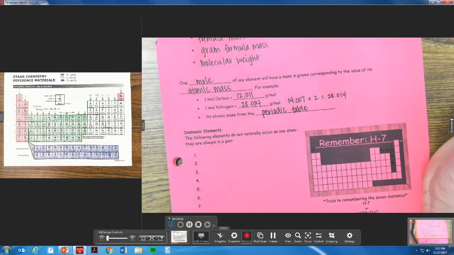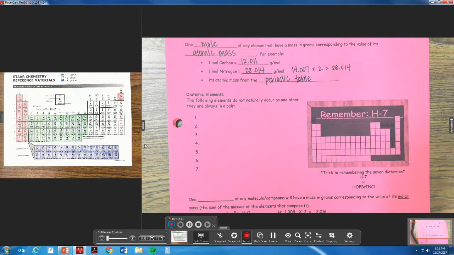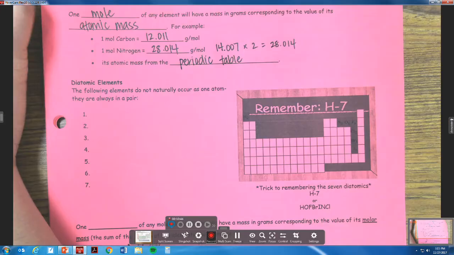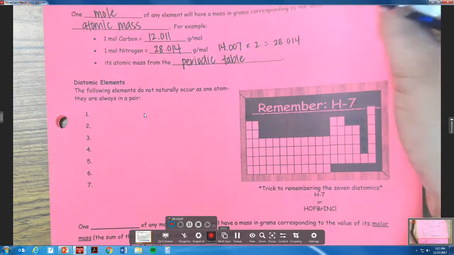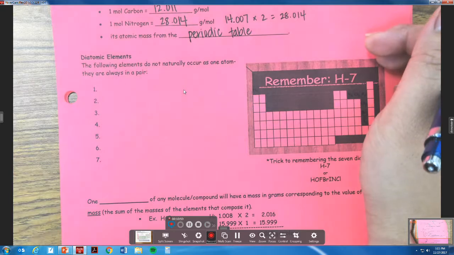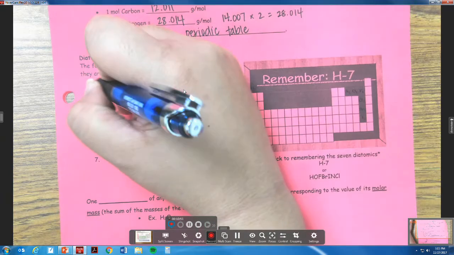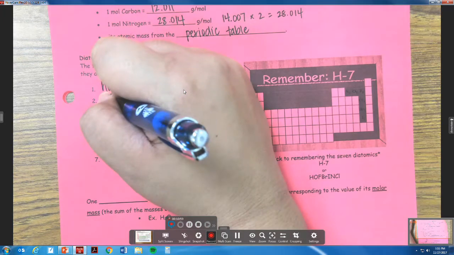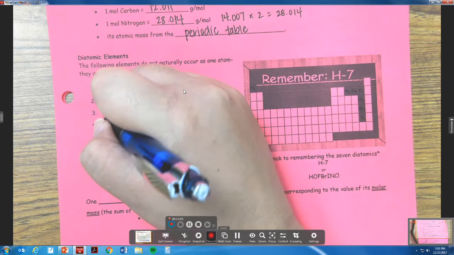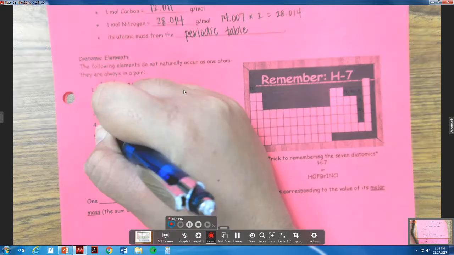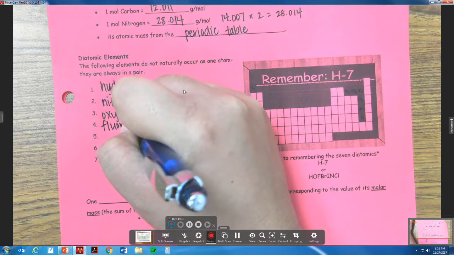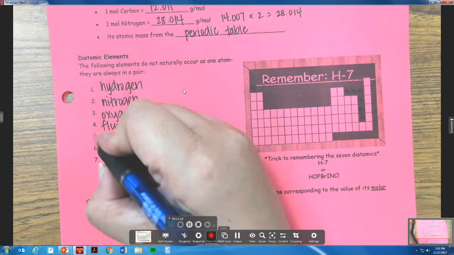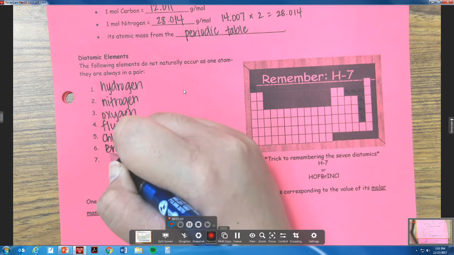So back to diatomic elements. Our diatomic elements are going to be hydrogen, nitrogen, oxygen, fluorine, chlorine, bromine, and iodine.